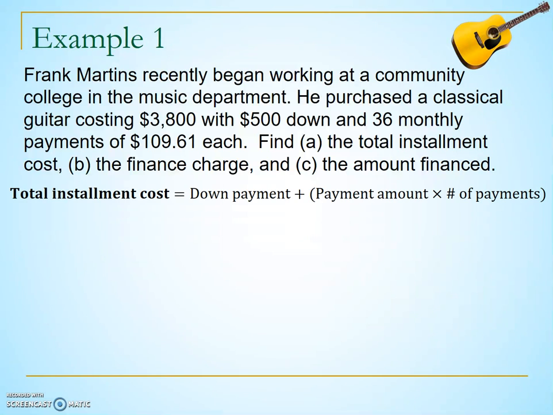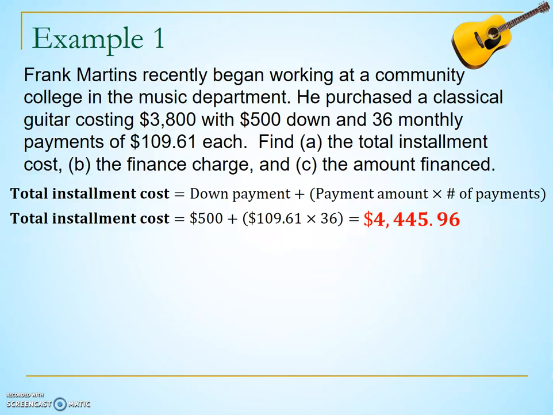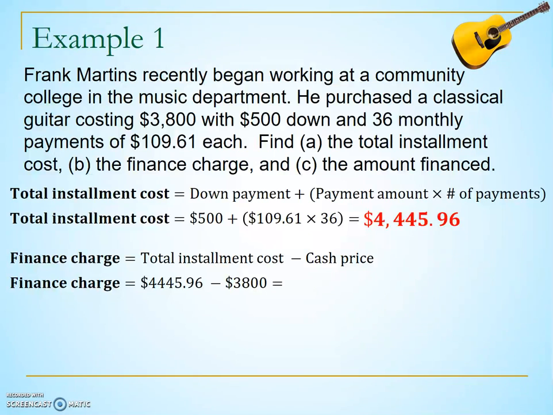To find the total installment cost, we add the down payment of $500 to the total payments made. 36 payments of $109.61 were made, resulting in a total installment cost of $4,445.96. The finance charge is the difference of this total installment cost and the cash price of $3,800. Subtracting the two results in a finance charge of $645.96.